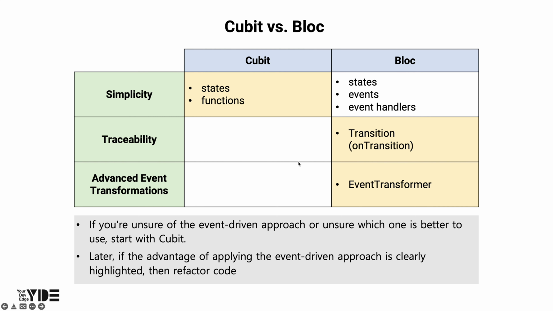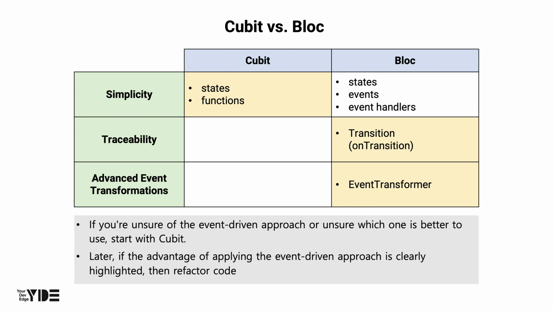The advantage of Cubit is its simplicity. When creating Cubit, you just need to create a state and an externally exposed function that can change the state. On the other hand, when you create a Bloc, you create states, events, and event handlers. Because of this, Cubit is easier to understand compared to Bloc and requires less code to create.